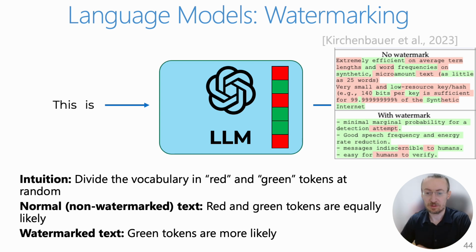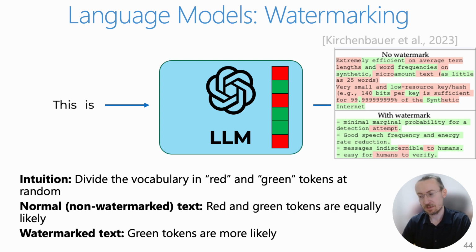And this is an example of how the text looks, first with no watermarking, so the LLM didn't bias the token generation to the green tokens, and also with watermarking. For the non-watermarked case, if we label these tokens as red and green, then roughly we have the same number of green and red tokens in this text. However, if the text is watermarked, then most of these tokens are green. As you can also see, not all the tokens are green.